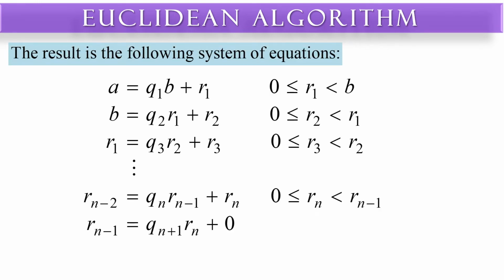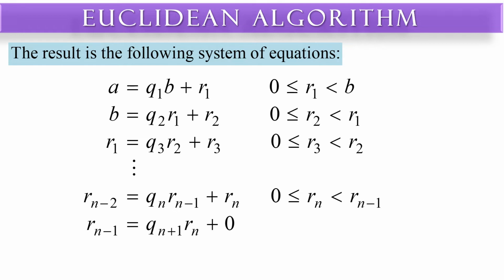The result is the following system of equations. A = Q1 B + R1, where R1 is greater than or equal to 0 but less than B. Next is B = Q2 R1 + R2, where R2 is greater than or equal to 0 but less than R1. R1 = Q3 R2 + R3, where R3 is greater than or equal to 0 but less than R2.